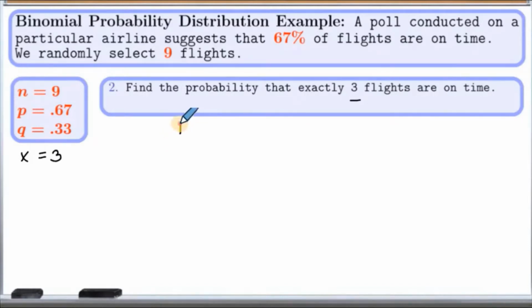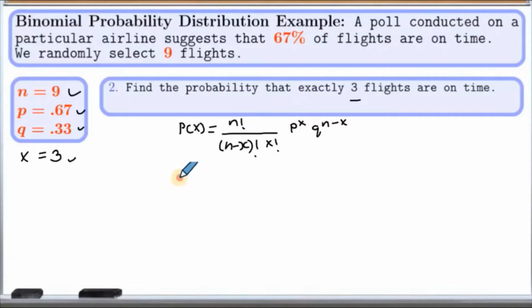So it is probability of x equals n factorial over n minus x factorial times x factorial, times p to the x times q to the n minus x. So now we know our p, q, n, and x. All we need to do is plug these numbers into this formula.